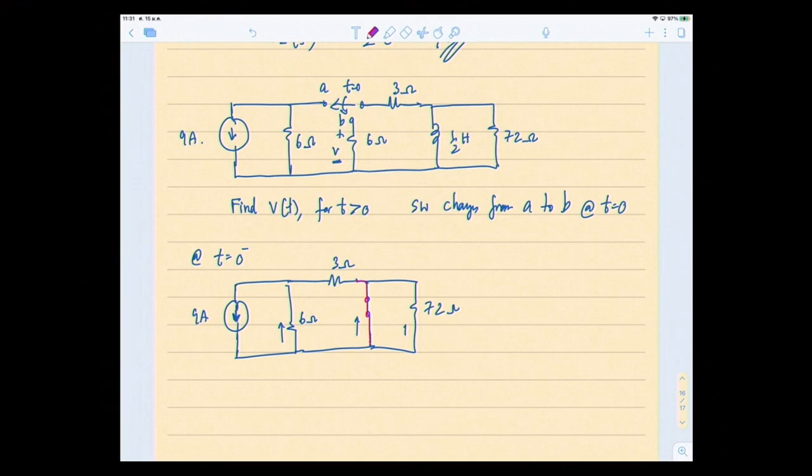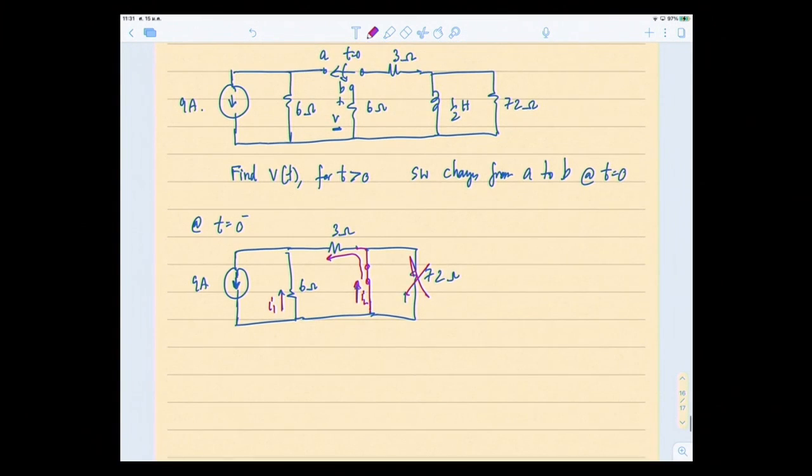So now, if at t equal to 0 minus, your circuit turns out to be like this. So 9 amps goes here, goes up here, right? Let's call it I1, goes here, it's called IL. Of course, it doesn't go here anymore, right? So IL goes here and goes like this. It doesn't go here anymore because it's shorted 72 ohms out.